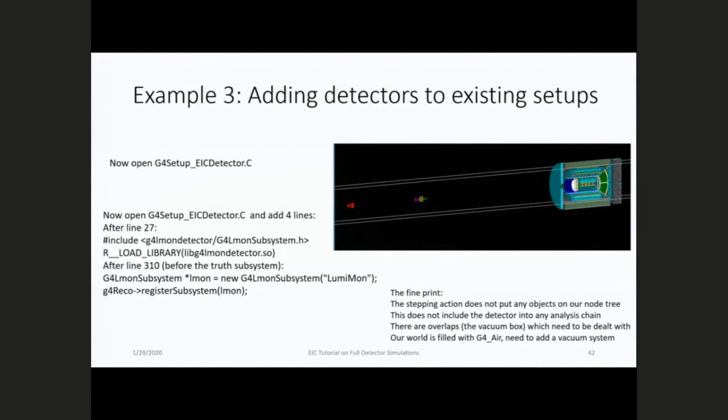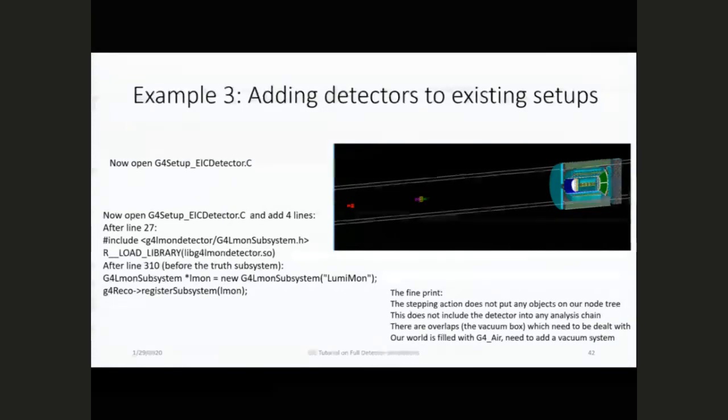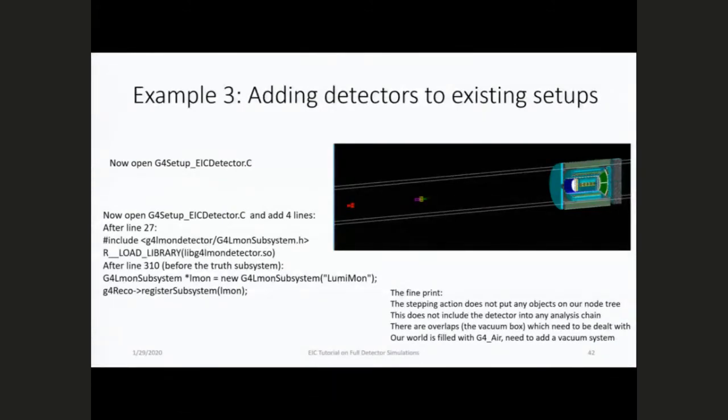And again, it doesn't add the detector, it doesn't magically write the hits out. You would have to modify the stepping action in order to get those hits onto our node trees. And also, our world is still filled with air, so again, you need a vacuum system over there. But in general, you can add detectors easily on the macro level to existing setups. So again, there's no common code. You don't step on each other's toes when you do that.